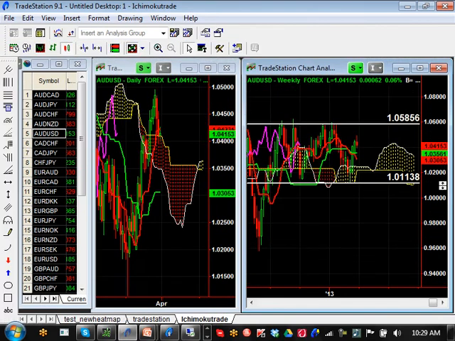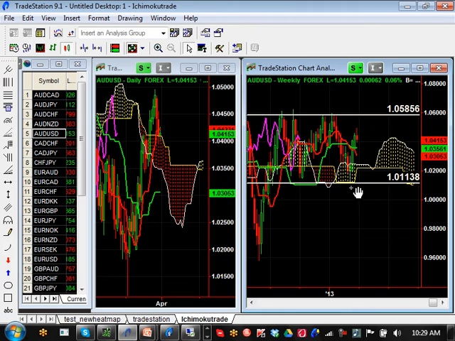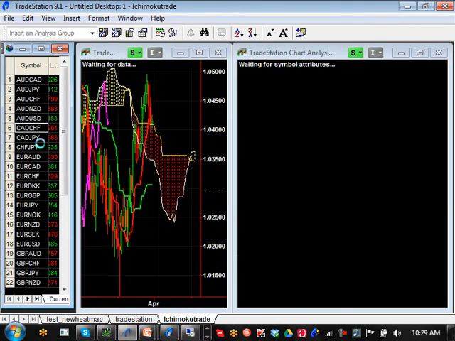Australia, New Zealand, on the weekly you can see this thing's been consolidating for the longest time between 113 and 585, and we're in the middle of the consolidation pattern, so there's no real trade there at all right now.